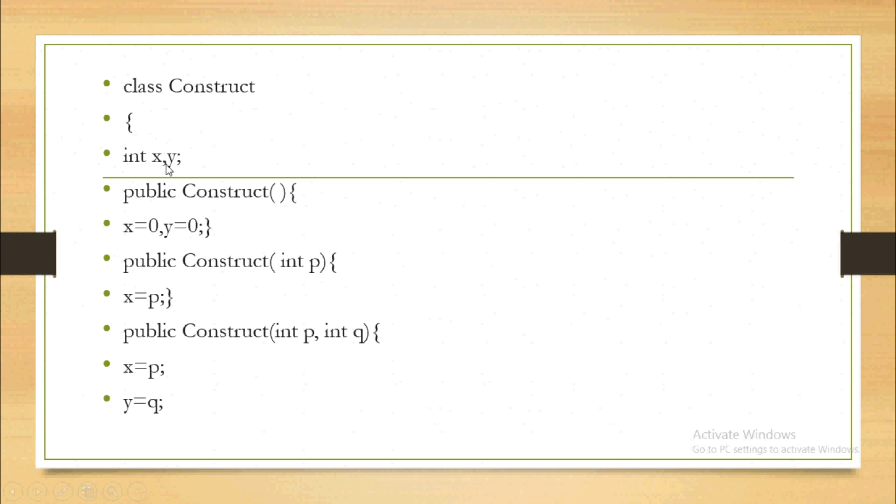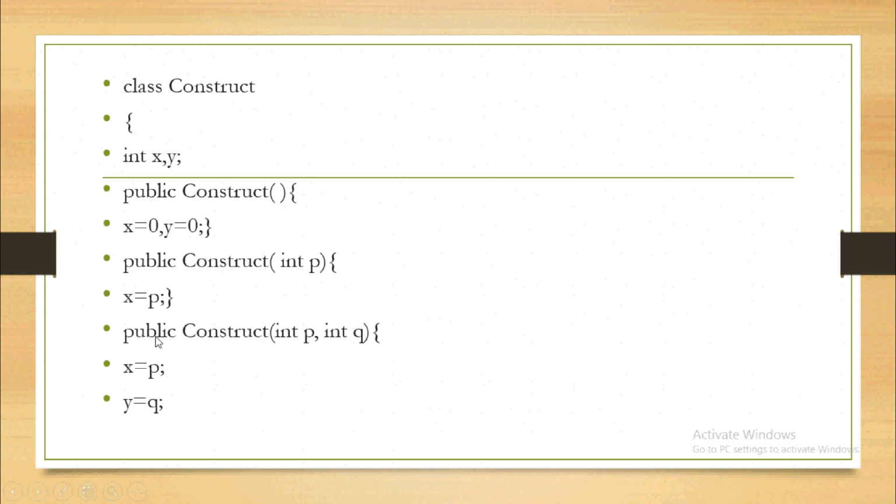Okay, we have initialized x and y values. Over here I have defined one constructor by the name of public Construct. This is the default one because there are no parameters inside it. So x is equal to 0 and y is equal to 0. In another one I am again writing public Construct but with one parameter, int p, and to x I am initializing the value as p.